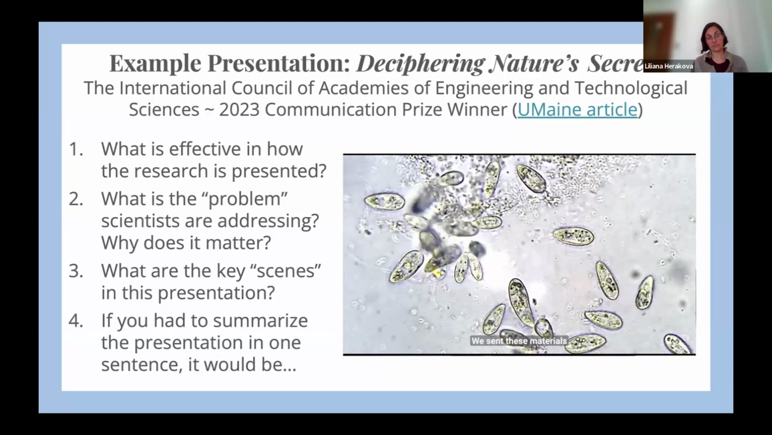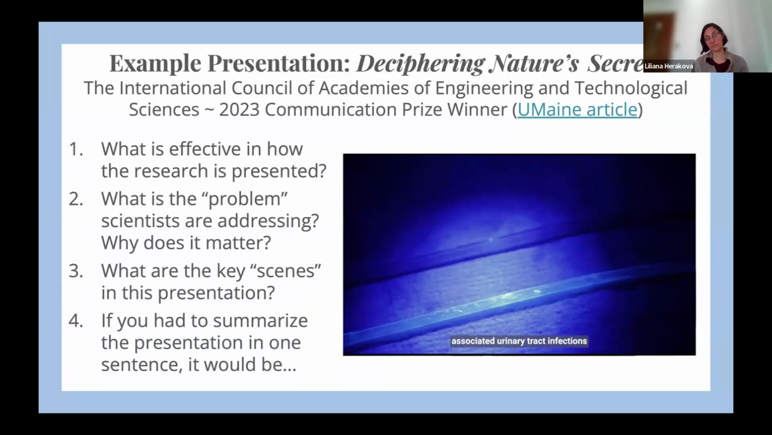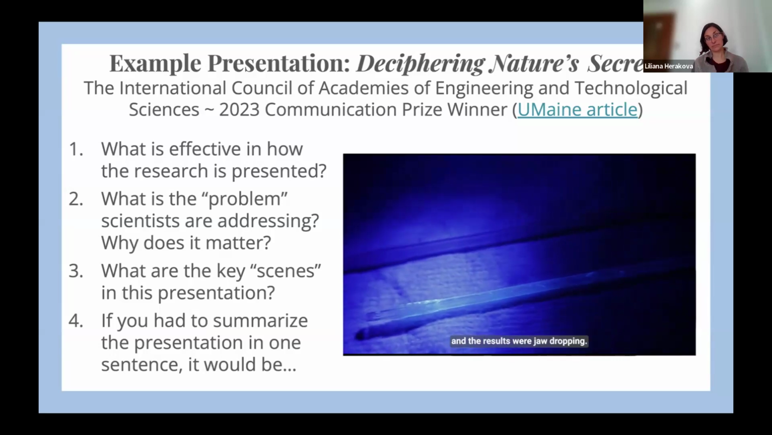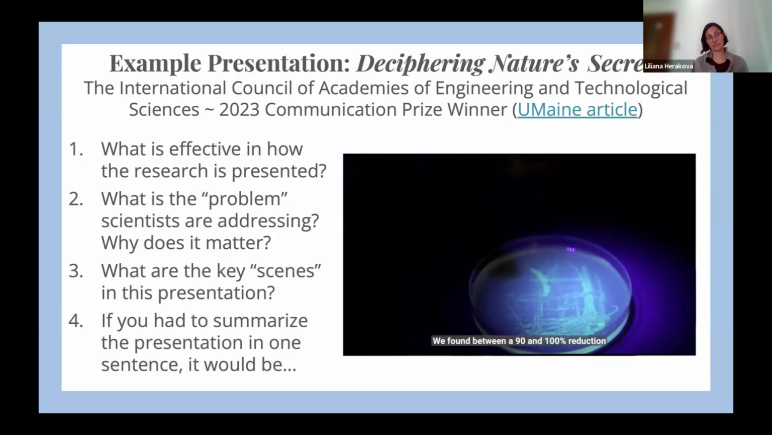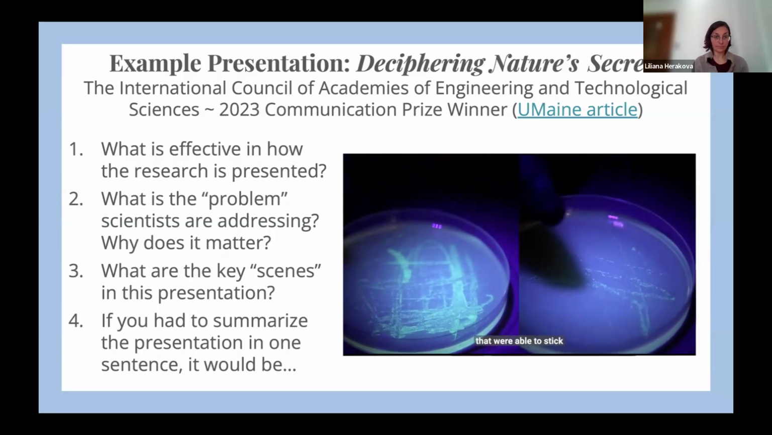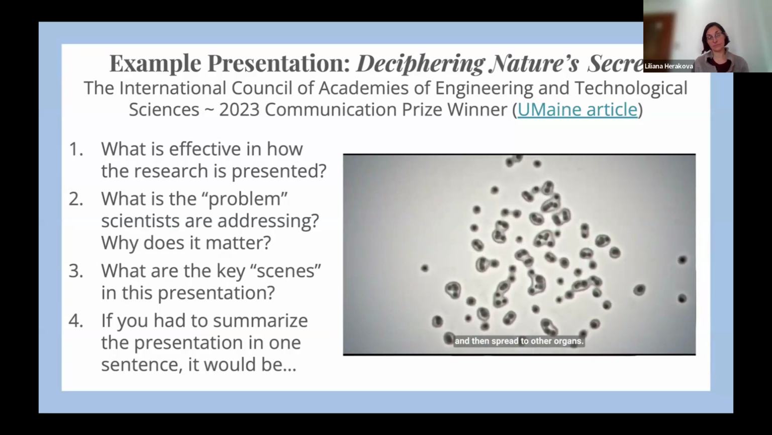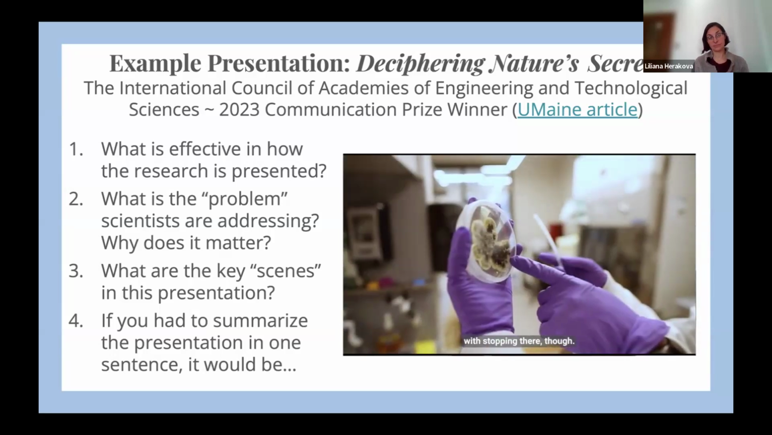We sent these materials to collaborators who specialize in catheter-associated urinary tract infections, and the results were jaw-dropping. We found between a 90 and 100% reduction in the bacteria that were able to stick to these materials, grow, and then spread to other organs. We weren't satisfied with stopping there, though.